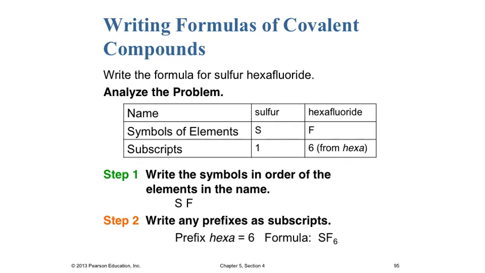If I were to give you a name, you should be able to determine the formula. So let's look at sulfur hexafluoride. Sulfur, being that there's no prefix, it's understood to be 1. And hexa is 6. So we have sulfur, which has 1, and fluorine, which has 6. So we have SF6.